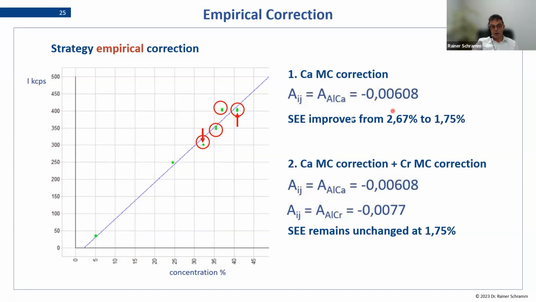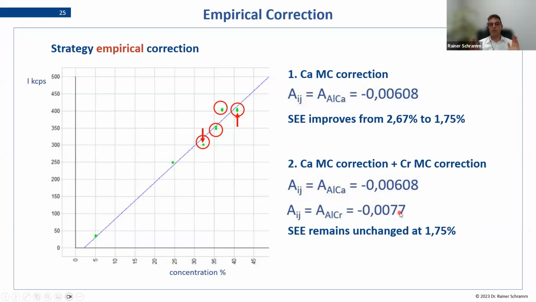In this case, I could fix that. And then I can check if a second correction also makes sense. So I just give you one example. I use then the chromium additionally, and you see nothing happens. The 175 just remained 175 whether I add chromium or not.